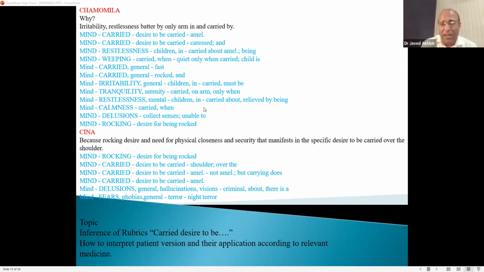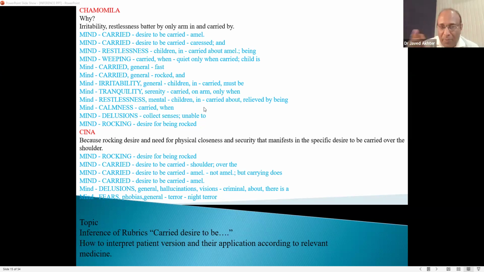Okay, now the sign. Because rocking, desire and need for physical closeness and security, manifested as the specific desire to be carried over the shoulder. This patient is demanding physical closeness, not only closeness but even extra care. Rocking, desire to be rocked, desire to be carried over the shoulder. Here the patient is not relieved, but the patient says to carry. If you carry the child in chamomilla, the patient is relieved. But this remedy does not relieve, yet he says, carry, must.